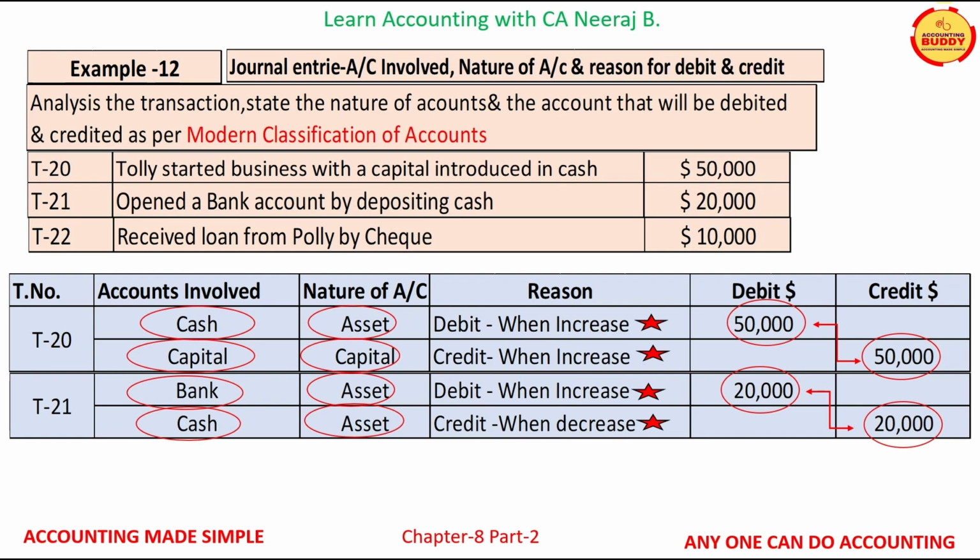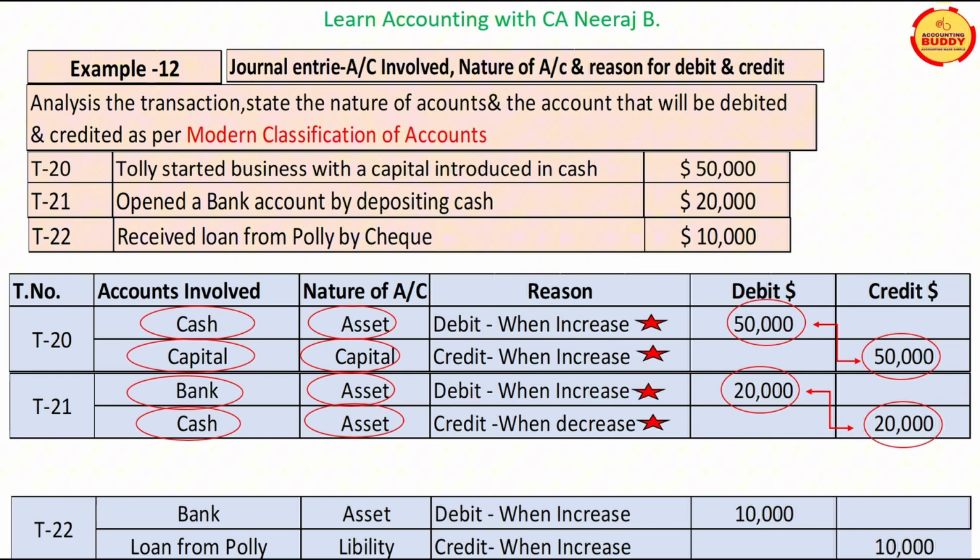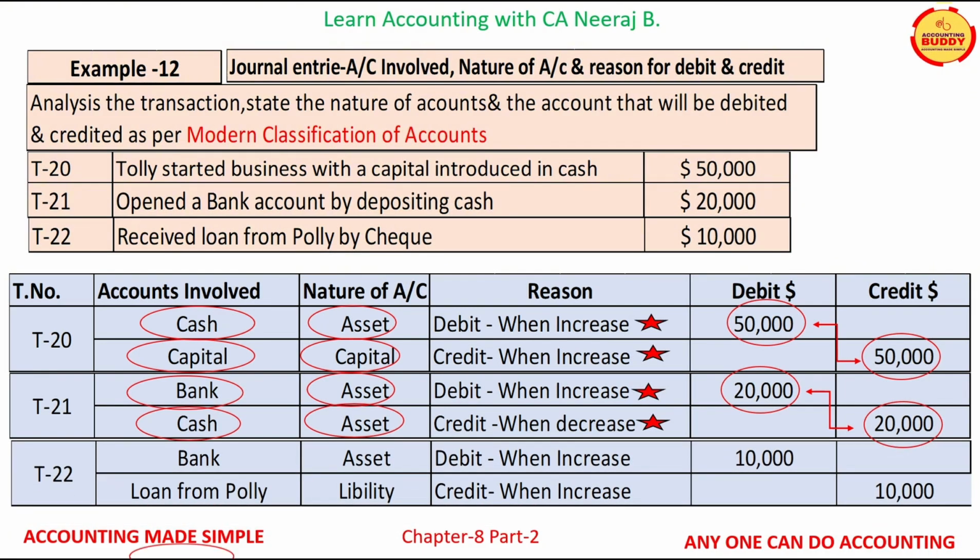Transaction T22 is business received a loan of $10,000 from Polly by check. The two accounts which are getting affected are bank account and loan from Polly account. Under modern classification of accounts, bank is an asset while loan from Polly is a liability. An asset account is debited when it increases and liability account is credited when it increases. Therefore, this business transaction is recorded for $10,000 by debiting bank account and crediting Polly's loan account.